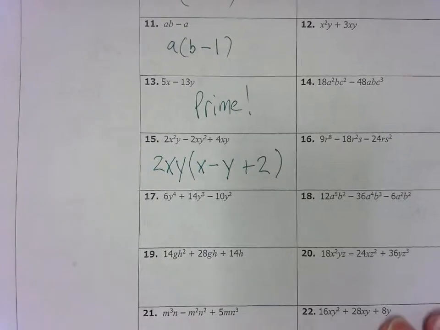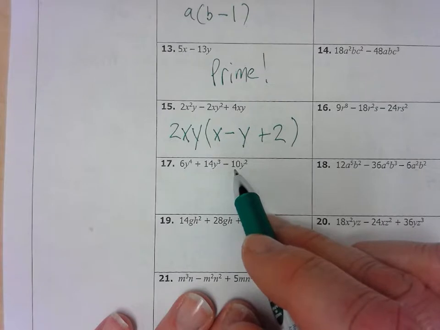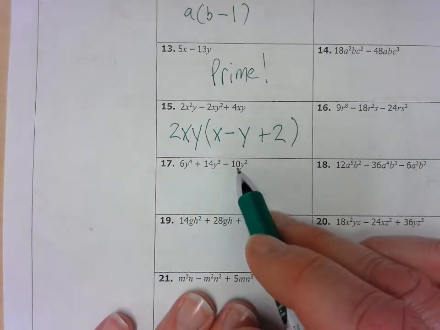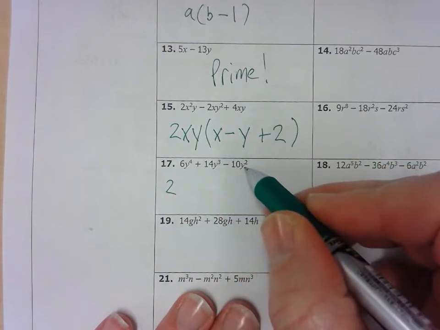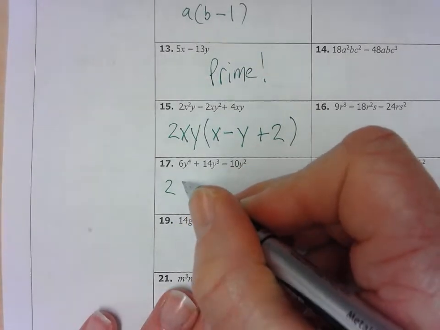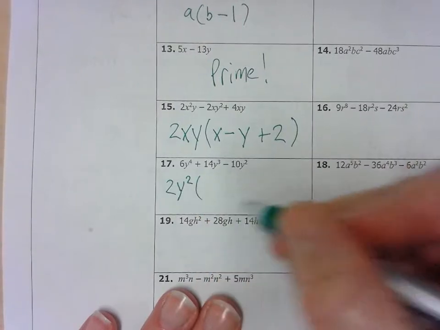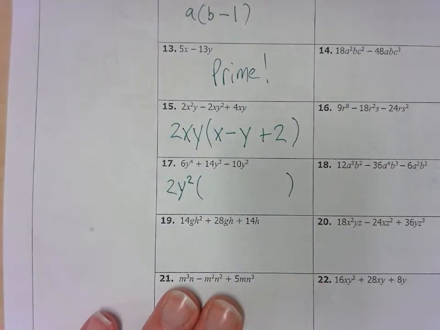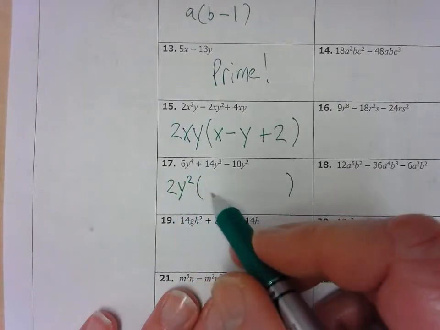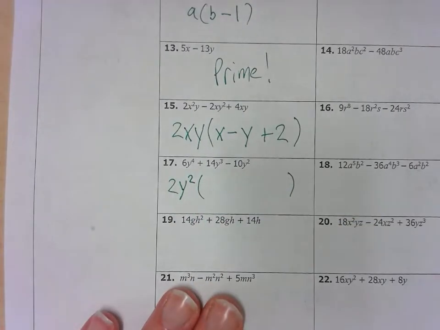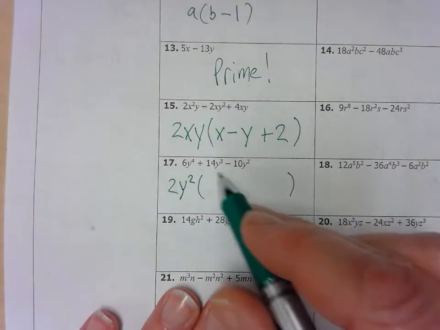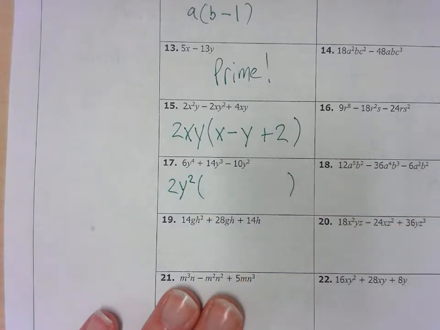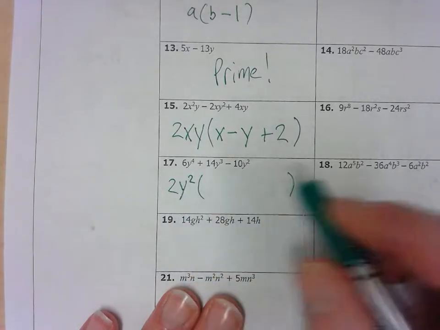All right, number 17. 6, 14, 10. Those are all multiples of 2 and nothing else in common, so I can take a 2 out. And I got squared, cubed, and the 4th power. So the squared is the smallest and lives inside of each of those. So I take out the squared. All right, so 2y squared times something makes that. Here, you fill in the blank now. Pause it for a second, see if you can fill that in. So something times this makes this. Something times this makes that. Something times this makes that. Okay? Boom, boom, boom. Fill in the blanks.